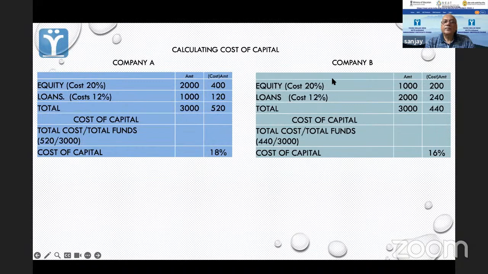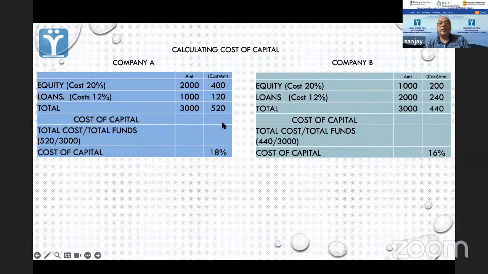Look at company B now. Equity cost 20%. Capital structure is exactly the opposite of company A. Here, equity is less, 1,000. Loans are more, 2,000. Total funds at their disposal are the same as company A. Both have 3,000. Now, in the case of company B, the cost of equity is 200 crores at 20%. 20% of 1,000 is 200. Cost of loans is 240. 12% of 2,000, 240. Total cost, 440. So the cost of capital for them is basically 440 over 3,000 into 100, about 16%.